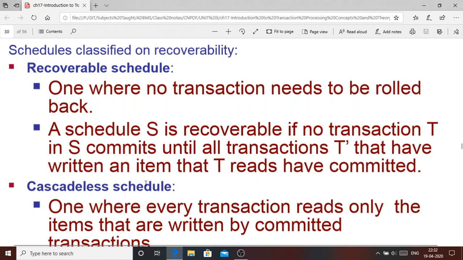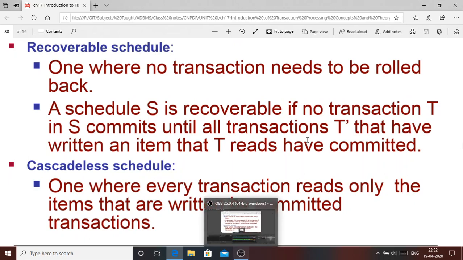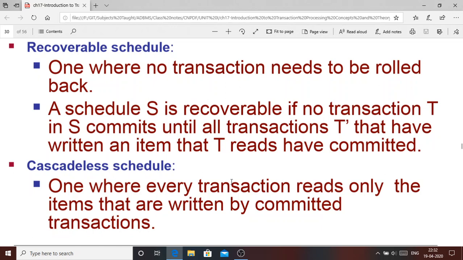Another type of schedule is a cascadeless schedule. Now, what is a cascadeless schedule? It is one where every transaction is allowed to read only the items that are written by committed transactions. It is just an extension of the earlier part, as you can see. That is, every transaction is allowed to read items that are written by committed transactions.